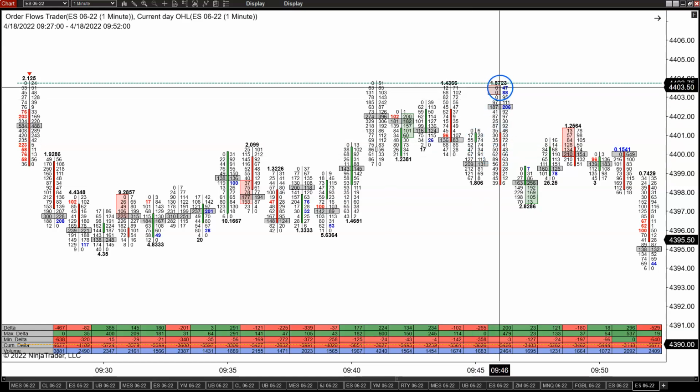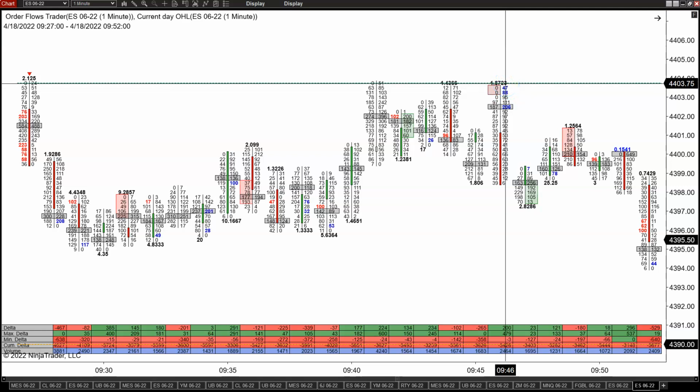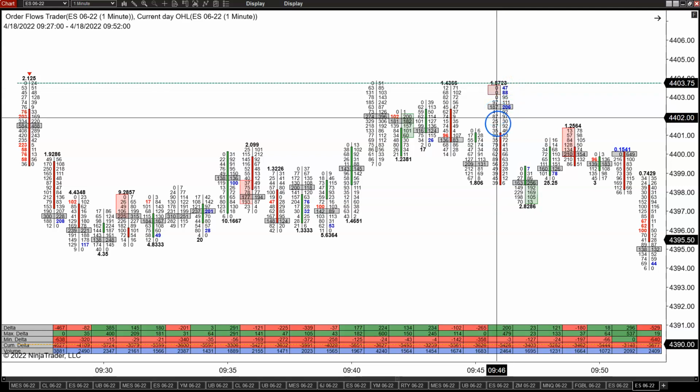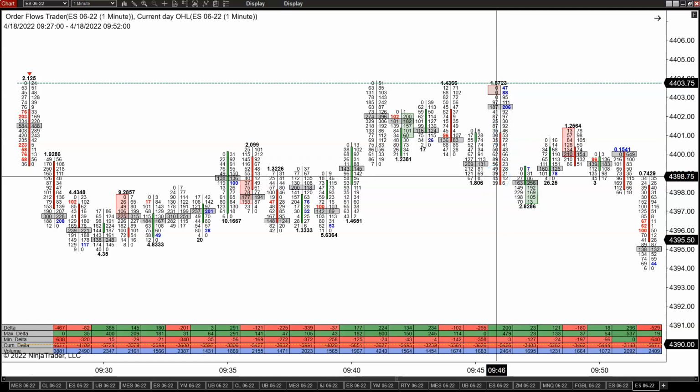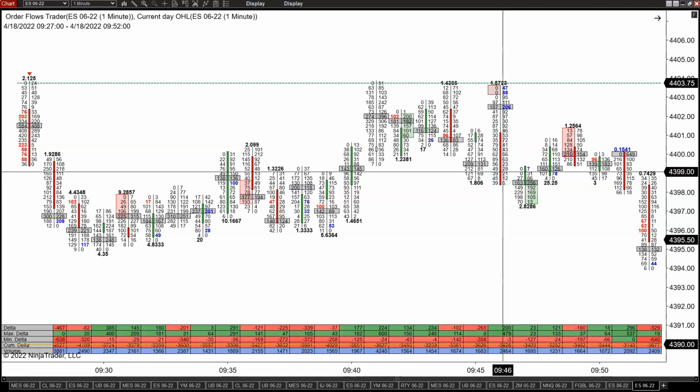Then we get this next bar here at 9:46, where we come up again within one tick of the high, and we got positive delta. But the market just reverses and closes down. It's a red candle. A red candle with positive delta, what do you think is going to happen? You see the positive delta, you think, well, there's aggressive buying, we should go higher.